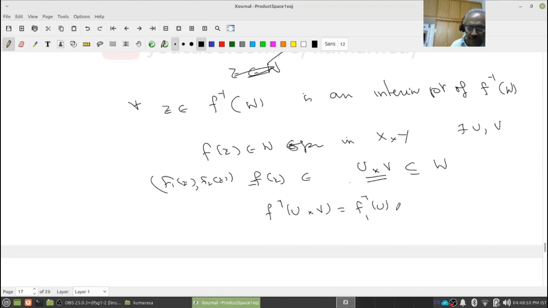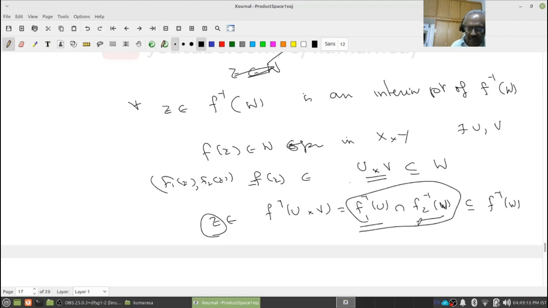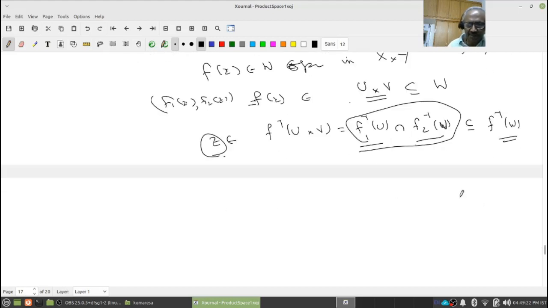Now notice that whatever I did, F inverse of U cross V is F1 inverse of U intersection F2 inverse of V, and that is contained in F inverse of W. And this is open in Z. My point Z belongs to this open set, and that open set is contained in F inverse of W. Therefore Z is an interior point of F inverse of W. So I proved that result.